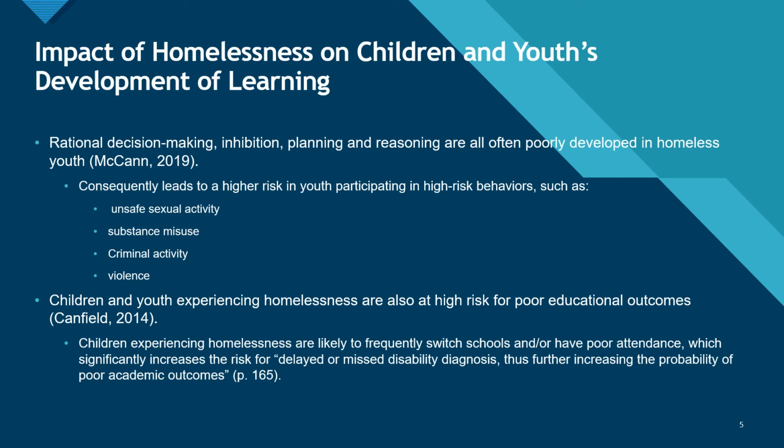The impact of homelessness on children and youth development is far and wide. Several research articles have pointed out how rational decision-making, inhibition, planning, and reasoning have often been poorly developed in homeless youth, which consequently leads to higher risk in participating in other risky behaviors that could also impact a youth's overall quality of life. Additionally, homeless youth are often likely to frequently switch schools and or have poor attendance, which can lead to an increased risk for delayed or missed disability diagnosis, which will further increase the probability of poor academic outcomes.